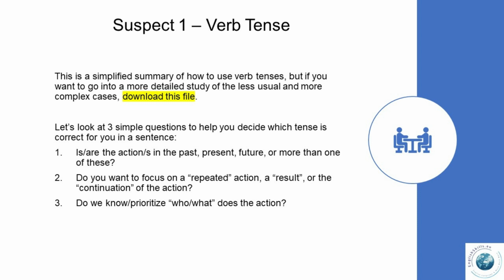So think to yourself, okay, which tense am I looking at? Is it something from the past, in the present, to the future, maybe a combination? Question 2, do you want to focus on a repeated action or a result? And this is a very important difference, so we'll look at this. The continuation of an action as well is something that can come up, and we need to then decide, do we use a simple or a continuous tense? Number 3, do we know or prioritize who or what does the action? This is in terms of passive versus active voice.